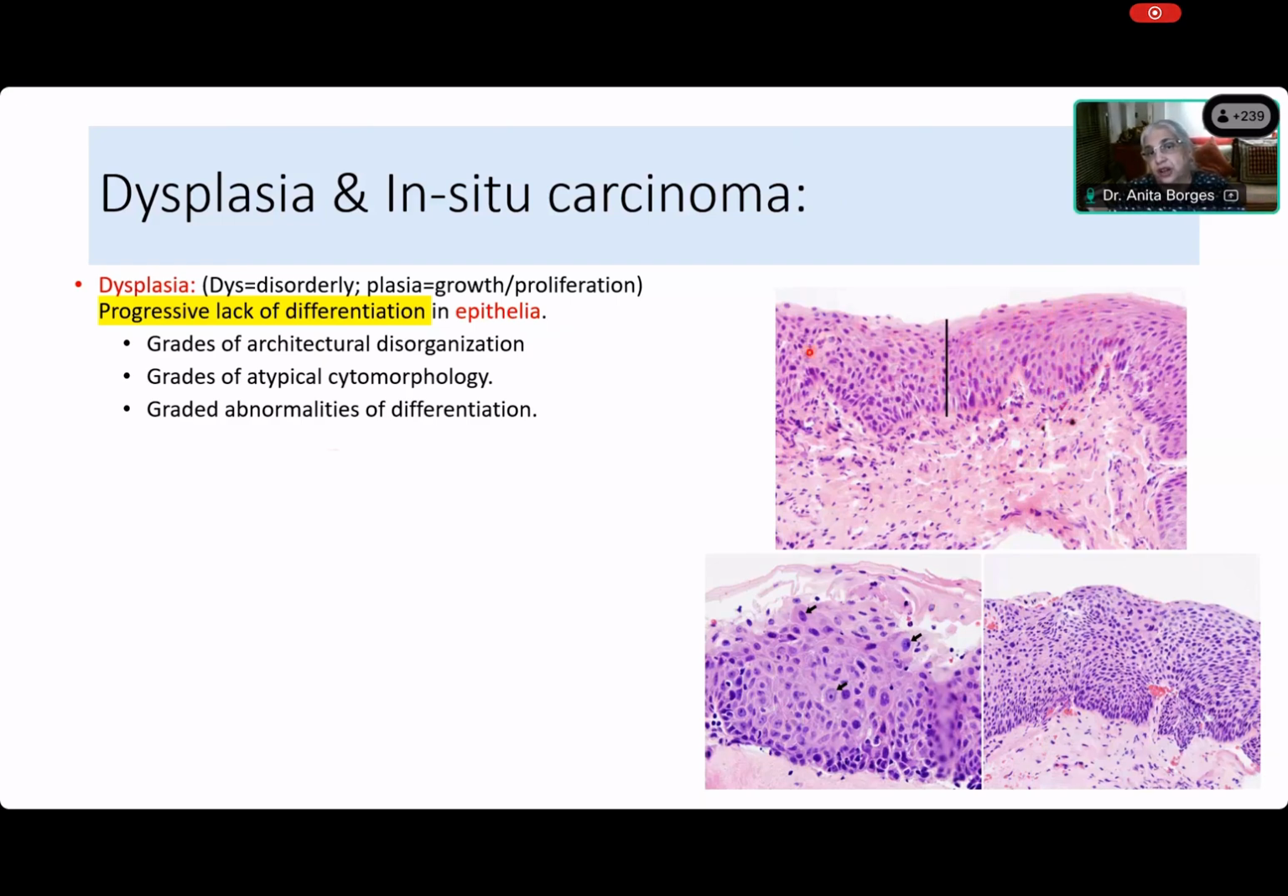Now you see here on the left hand side that all of the cells above this basal layer are beginning to look quite a lot like basal cells. They're no longer flattening out like they should be. So this is moderately differentiated. This is now becoming poorly differentiated.